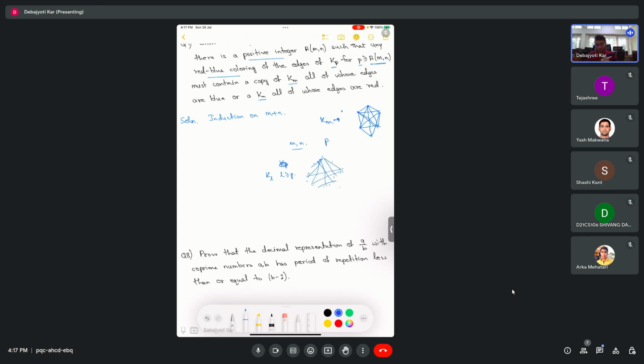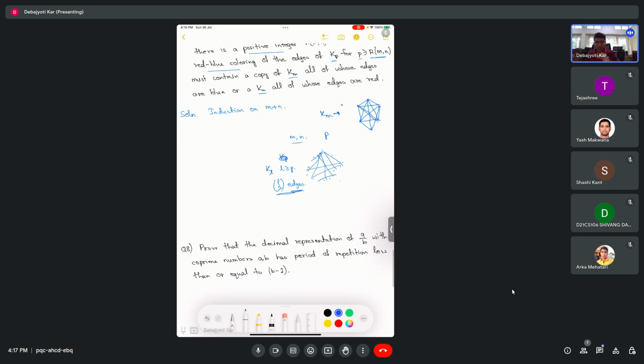Now what you are doing is you are coloring. Since there are L vertices, there are L choose 2 many edges, right? Because between every pair of vertices there is an edge. Now what are you doing? So we are coloring all these L choose 2 edges arbitrarily using two colors, red and blue. So each edge we are arbitrarily coloring with red or blue.